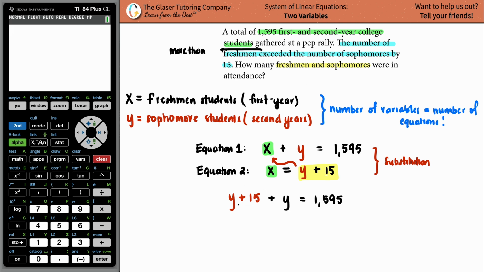So combine like terms, right? I got a y and a y, so that's 2y. 2y plus 15 equals 1,595, and now we're back to PEMDAS, right? Maybe we'll just do that, minus 15.